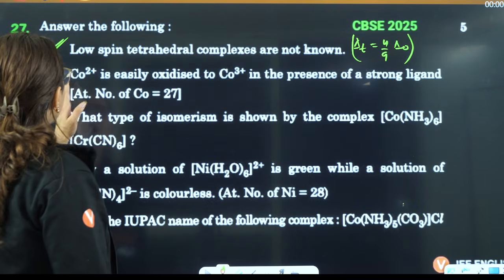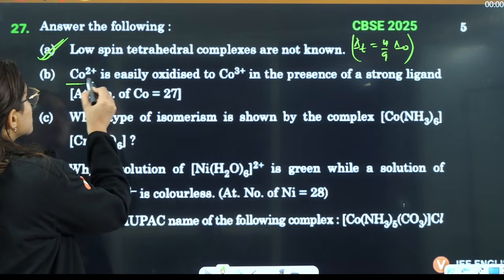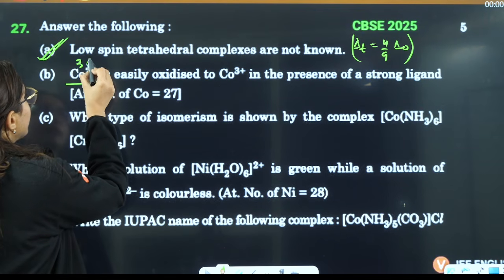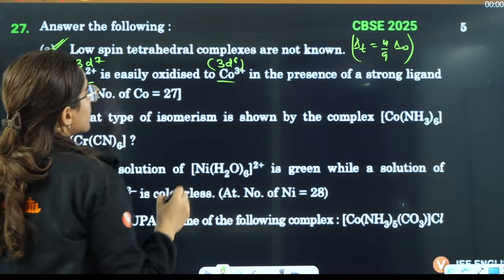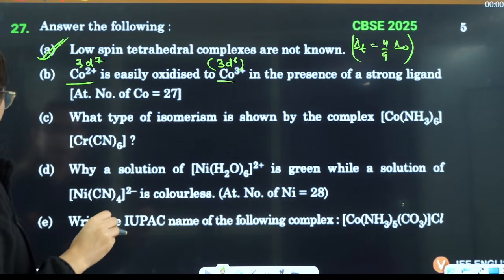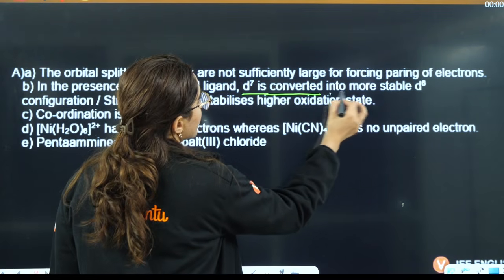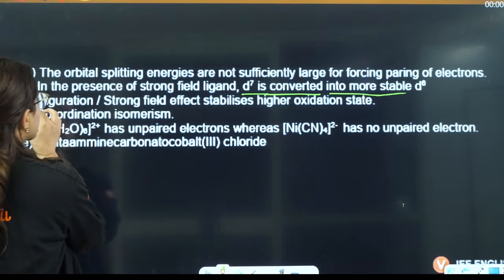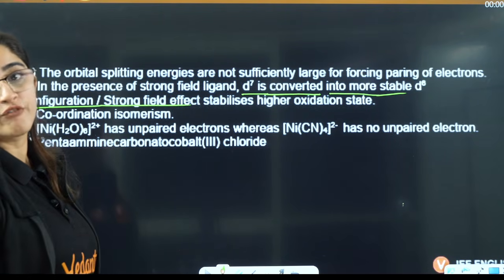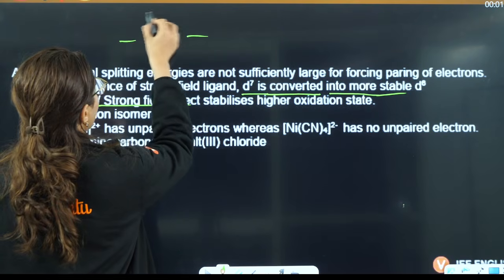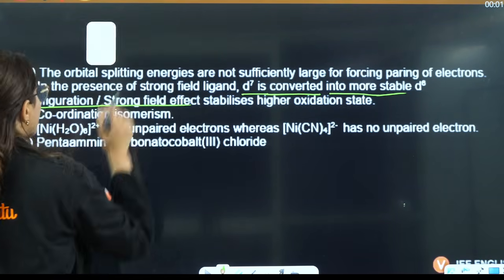Okay. Cobalt is easily oxidized in the presence of a strong field ligand. Why? Because cobalt 2+ is nothing but 3d7, and 3+ is nothing but 3d6. So in the presence of a strong field ligand, d7 is converted into the more stable d6 configuration, right? Because d6 is a symmetrical configuration. That is why it is more stable. Okay.